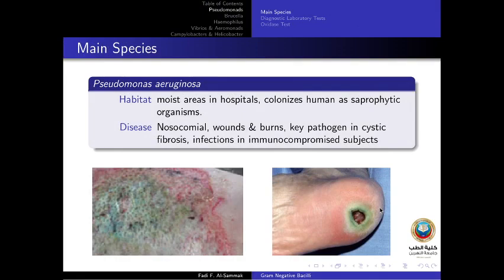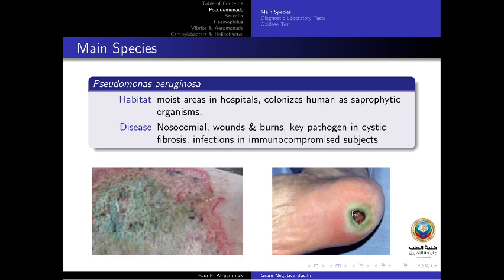So for Pseudomonas, we have a single species called Pseudomonas aeruginosa. Its habitat is moist areas in hospitals, which are also a major source of nosocomial infection. It colonizes humans and is a saprophytic organism. Besides being nosocomial, it is associated with burns and wounds. It's also a key pathogen in cystic fibrosis and infections in immunocompromised subjects, as you can see in these images here. What is characteristic about Pseudomonas?